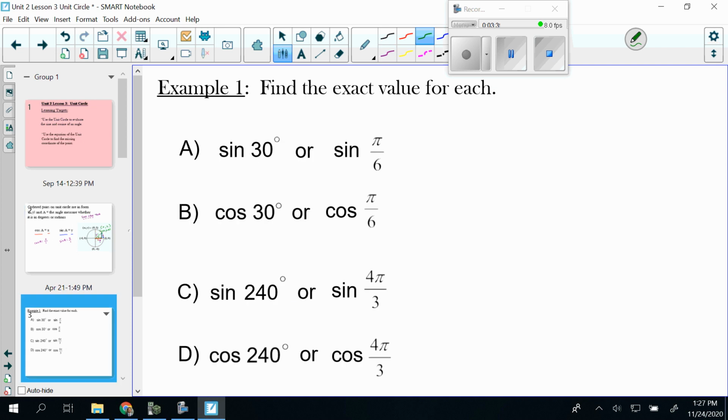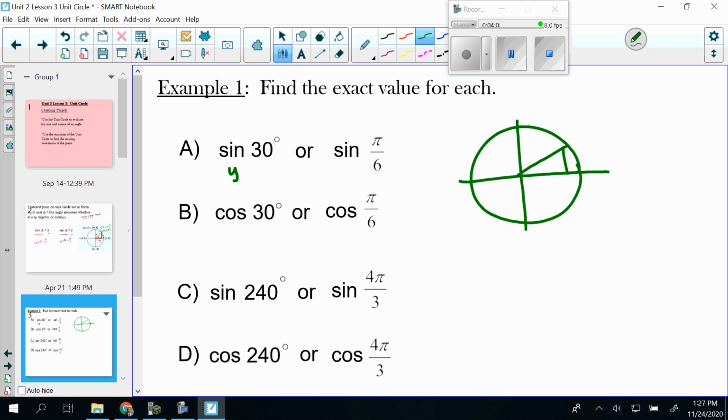So we should be able to find some exact values for these locations on the unit circle then. All right, so if I want to know what is sine 30, because it's sine, that should be my y value on the unit circle when we have 30 degrees. So think back to previous lessons where we looked at the unit circle. If I know that's 30, what did that ordered pair come out to be?